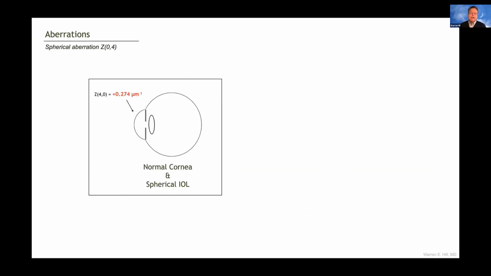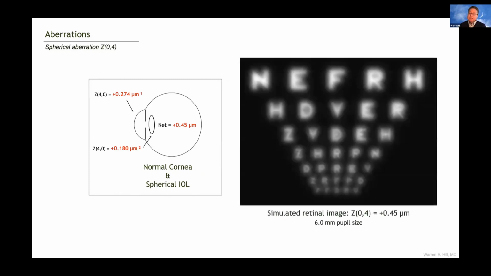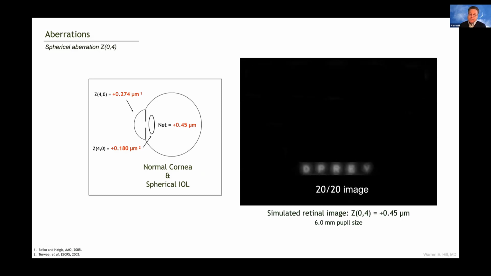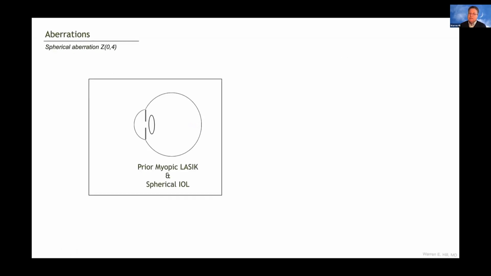But let's take a normal cornea and a spherical lens. If you're as old as I am, you probably remember when we didn't have aspheric lenses that added negative spherical aberration. And what we get is an increase in the spherical aberration. This is what the patient sees at a 6mm pupil. They can still read the eye chart, but the quality of the image is not that good. So in this case, by using a spherical lens with positive spherical aberration in the cornea, we've actually increased the net spherical aberration of the optical system and made the image have less contrast.